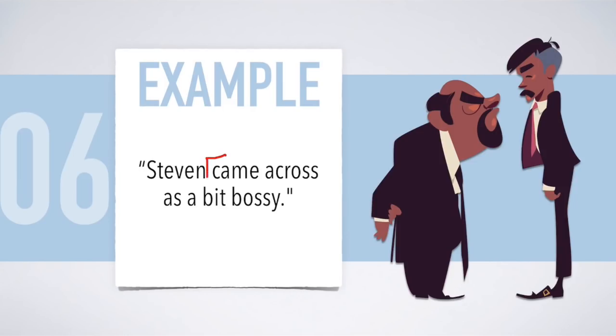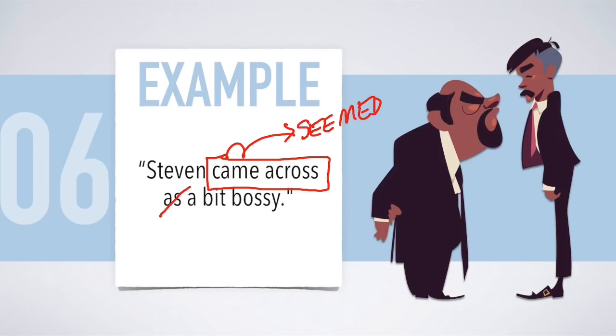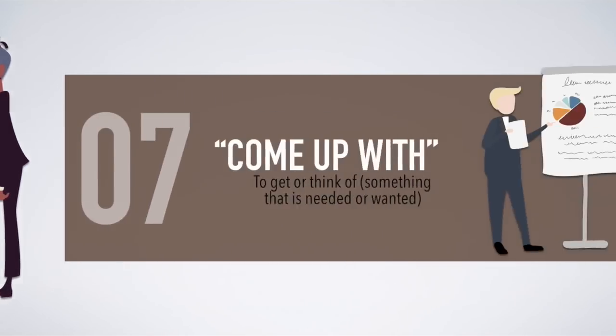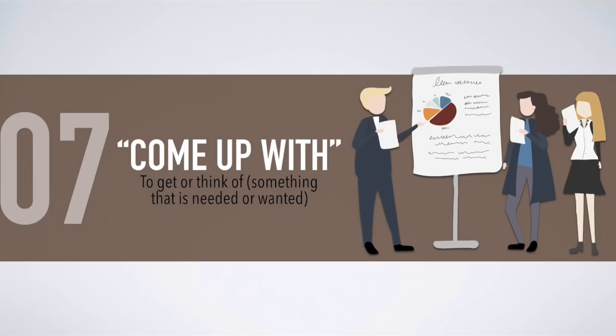Now, for this one, instead of came across, we can say Stephen seemed a bit bossy. Now, if we use seemed, we have to erase or cancel the as. So, Stephen seemed a bit bossy. The same meaning as came across. All right, number 7, come up with.